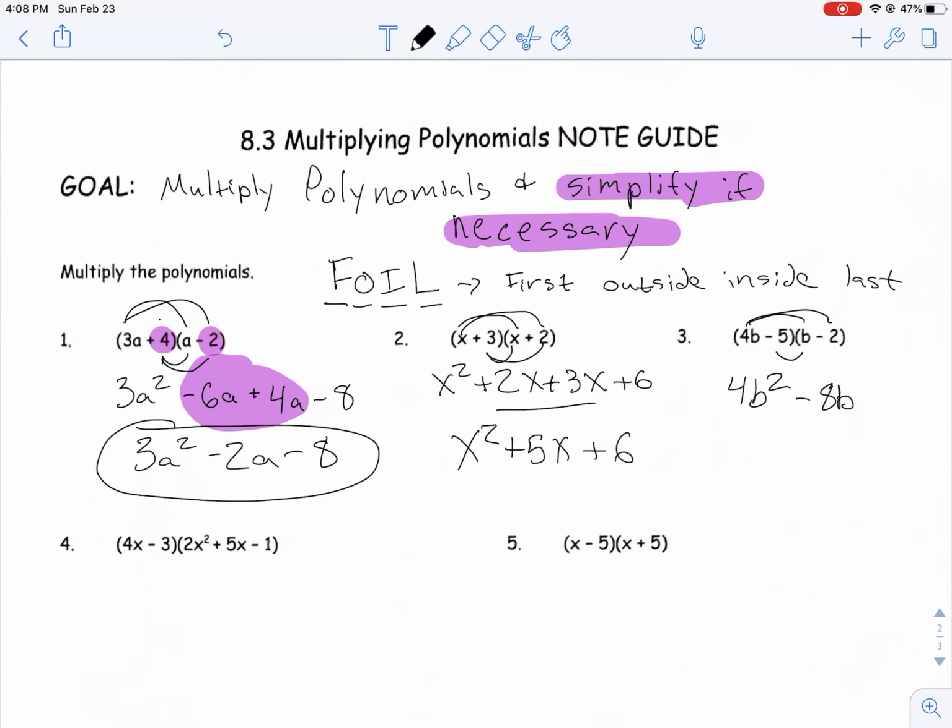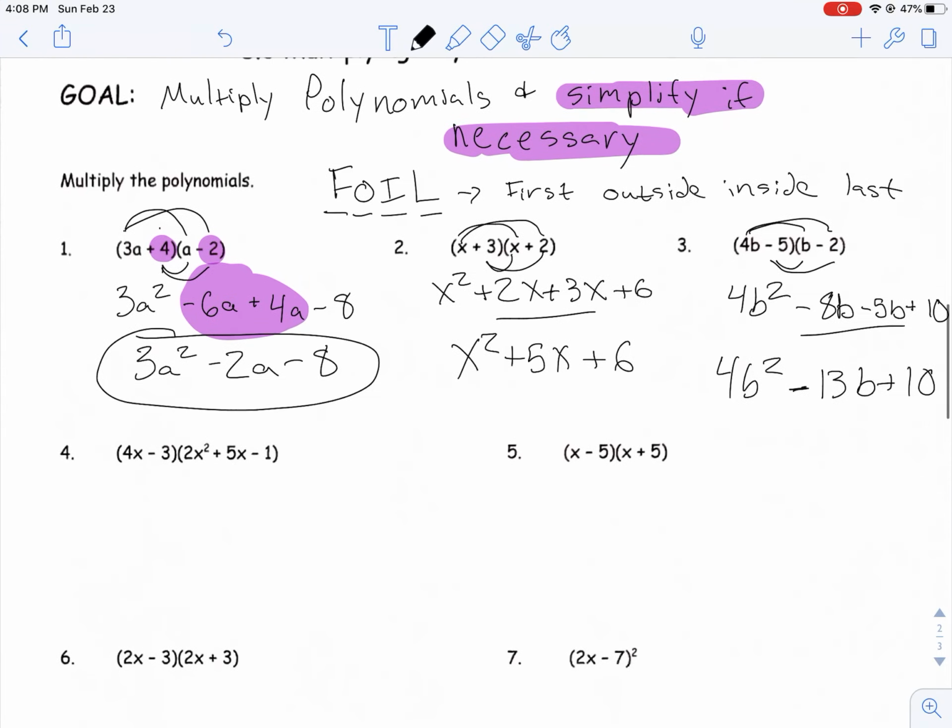We have to do the inside terms now. We did the first ones and we did the outside, so we're on the inside now. Negative 5 and b is a negative 5b. And the last terms are negative 5 and negative 2. That would be a positive 10, because negative times negative is positive. That's it. Then we can combine these again: 4b squared minus 13b plus 10. That's the answer for that one.